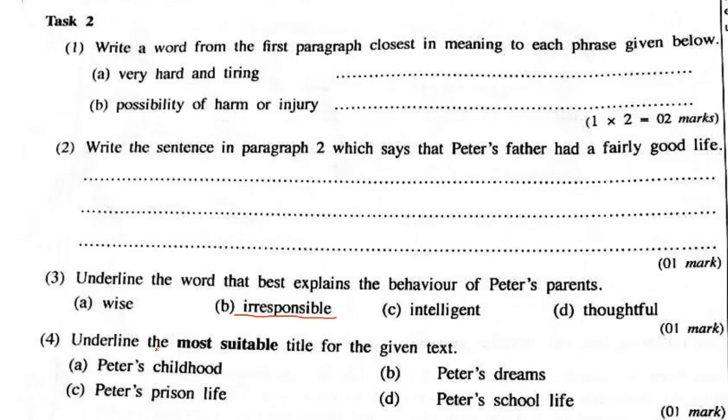Underline the most suitable title for the given text. So what does this particular thing describe about? Peter's childhood? You can say yes, okay. Peter's dreams. Does it speak about Peter's dreams? No. Peter's prison life, yes, but is it completely about that? No, it is just one paragraph, right? And actually, Peter did not go to prison, it was his father. Peter's school life, no. So, B, C and D are not suitable. The most suitable answer is A.